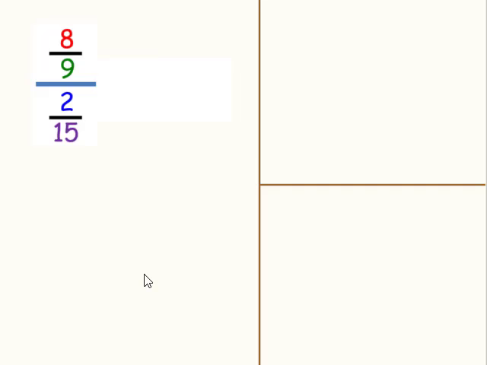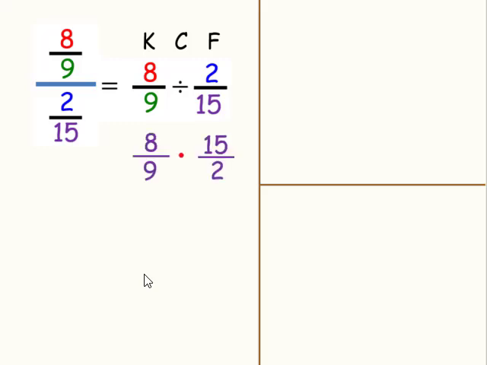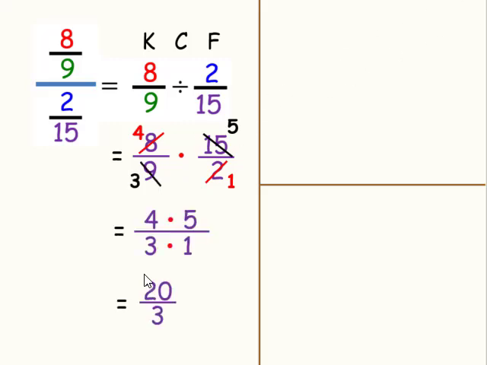So let's take a look at this one. 8/9 divided by 2/15 is equal to 8/9 divided by 2/15. Then we're going to use keep, change, flip. We're going to keep the first one, change the operation, and flip the second one. We can see we could cancel. 2 goes into 8 4 times, 2 goes into 2 1 time. 3 goes into 15 5 times, 3 goes into 9 3 times. Multiply across, and we're left with 20 over 3.